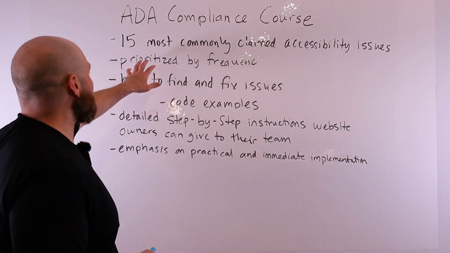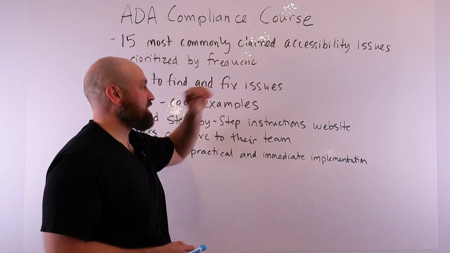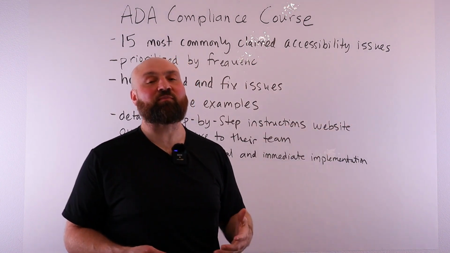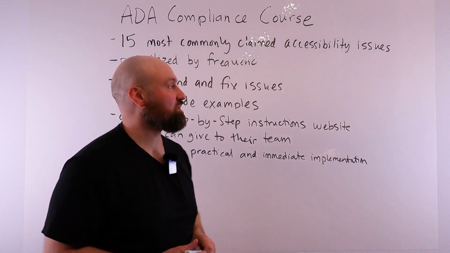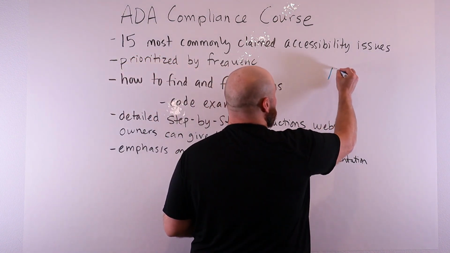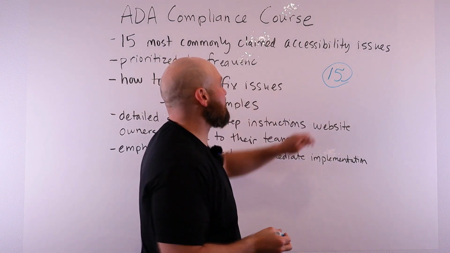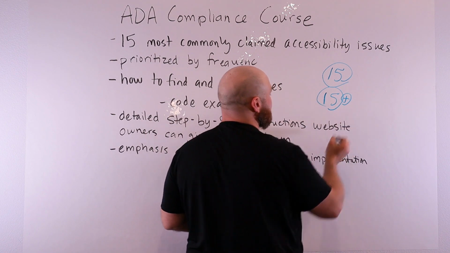Well, the first thing you need to know is there are about 15 accessibility issues that are most commonly claimed. And the reason I know this is because I have extracted these issues from the actual complaints filed in court by the most active plaintiffs' law firms. And they really do recycle through about 15 accessibility issues. Now, every now and then you'll hear me say 15 plus, and that's because every now and then there will be an additional accessibility issue.